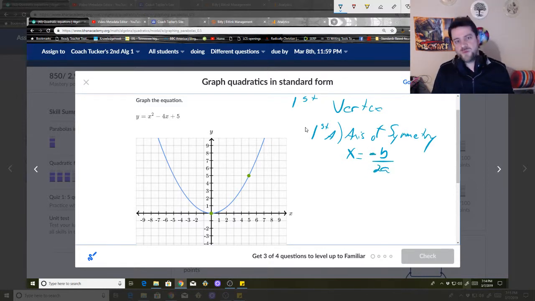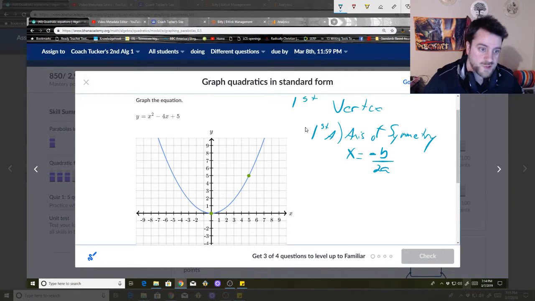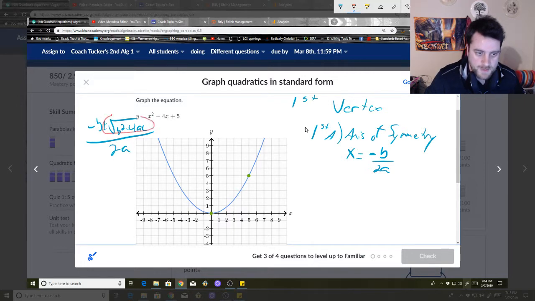Now this should look very familiar. You should be like, wait, last video, I remember seeing this stuff. And that's correct. This is part of the quadratic formula. If you break down the quadratic formula, negative b plus or minus the square root of b squared minus 4ac, all over 2a, here we have the discriminant. This determines the number of zeros we have.